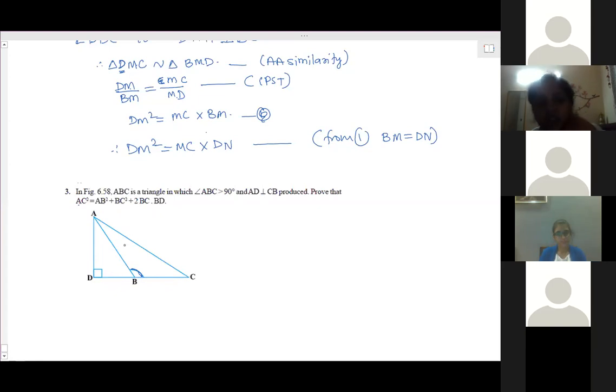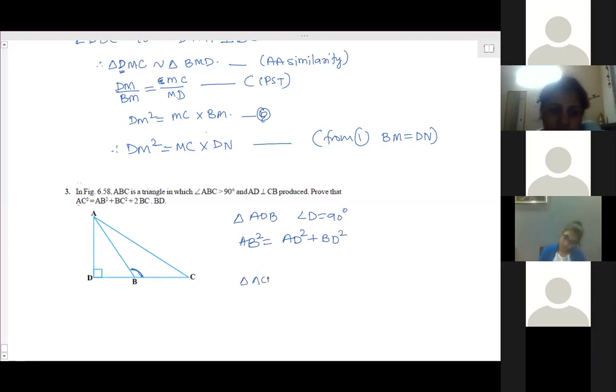It's very easy. There are two right triangles, so write the Pythagoras theorem for both of them. In triangle ADB, angle D is equal to 90. So therefore AB square is equal to AD square plus BD square. Clear? Next, triangle ACB.